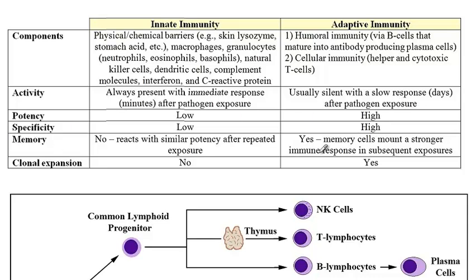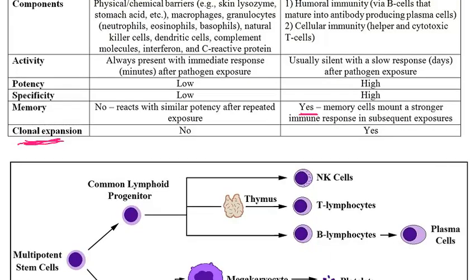It does have memory development, so there will be memory T cells and memory B cells that continue in our circulation, and so in future infections there would be a faster response. And yes, there would be clonal expansion because T lymphocytes that recognize the antigen will start to expand in number, T or B lymphocytes.